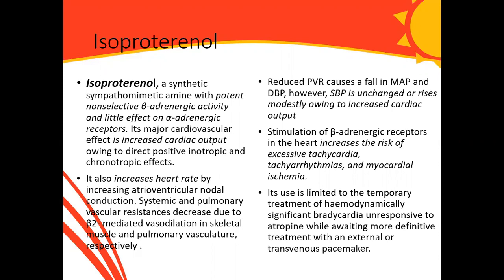This reduction in pulmonary vascular resistance or peripheral vascular resistance leads to a fall in mean arterial pressure and diastolic arterial pressure. All right, although note that the systolic blood pressure is unchanged or may even rise owing to increased cardiac output. But remember, the coronary circulation is actually affected during the diastolic phase. Stimulation of beta-adrenergic receptors in the heart causes an excessive tachycardia, tachyarrhythmias, and may lead to myocardial ischemia.